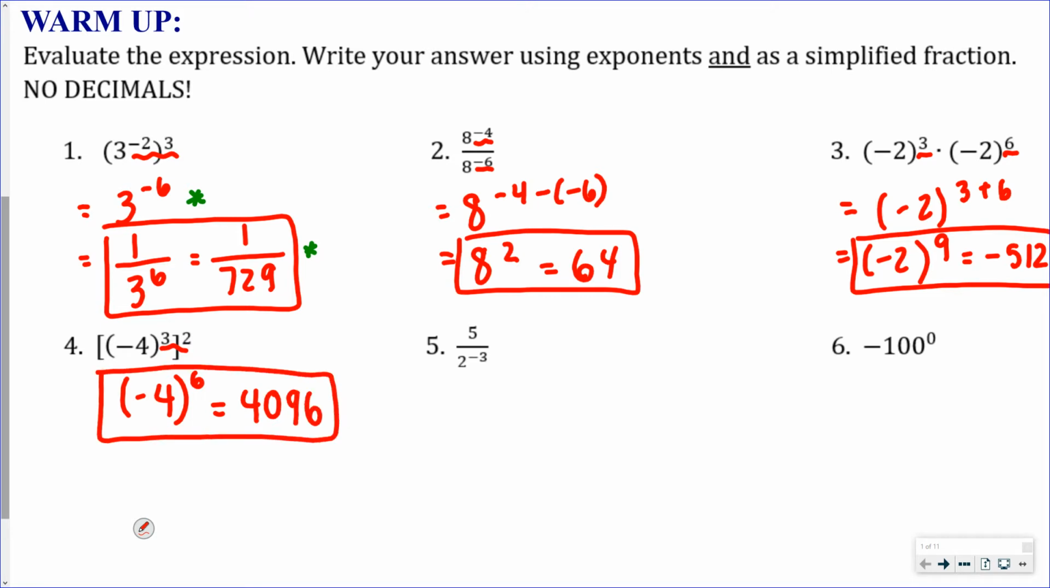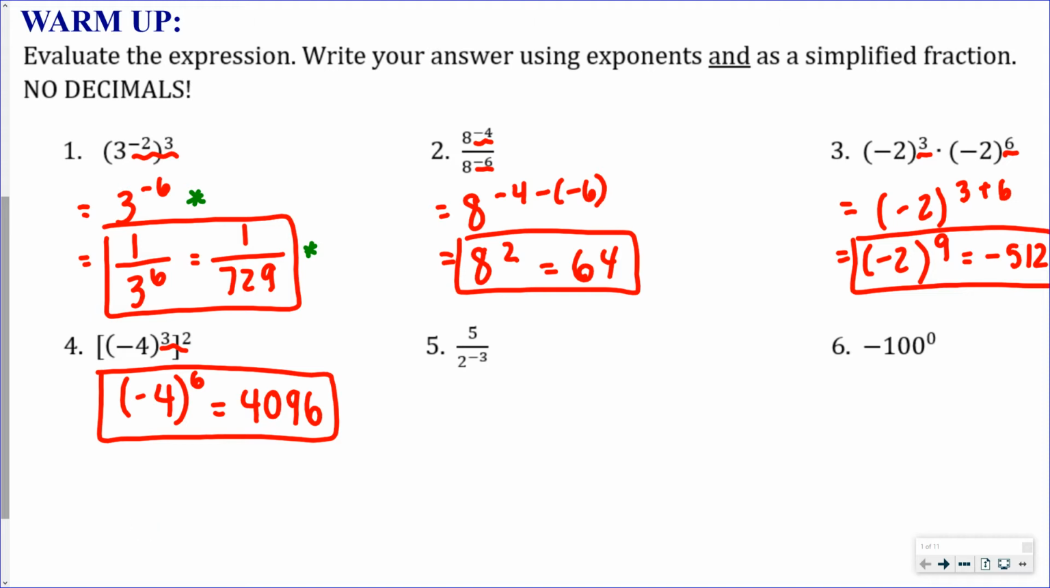which is 4,096. Why did I get a positive value there? Kayla, do you want to sit here? Do you think it'd be easier? Okay. Why did I get a positive value? It's an even exponent. I multiplied the negative 4 an even number of times, so it's going to come out positive, right?